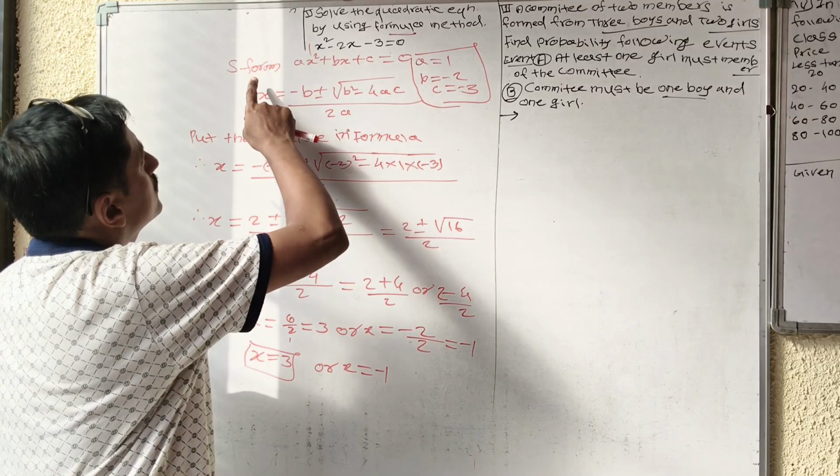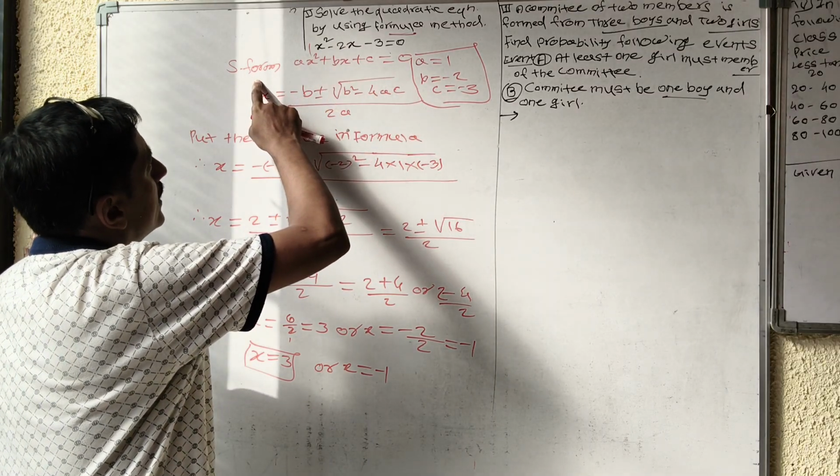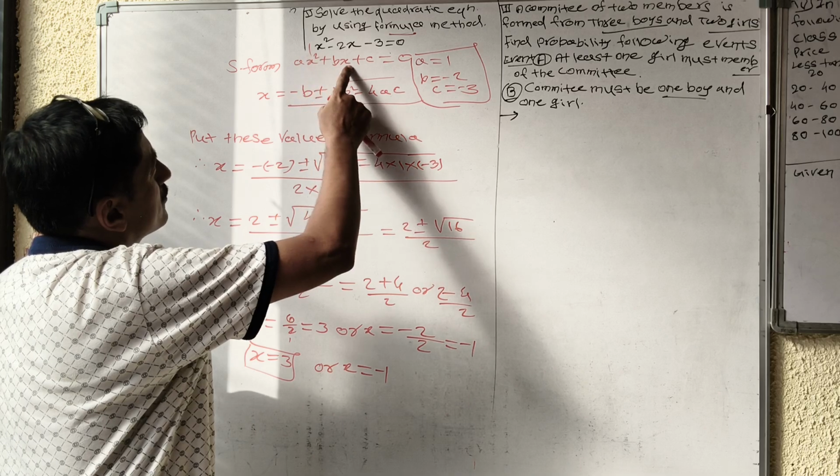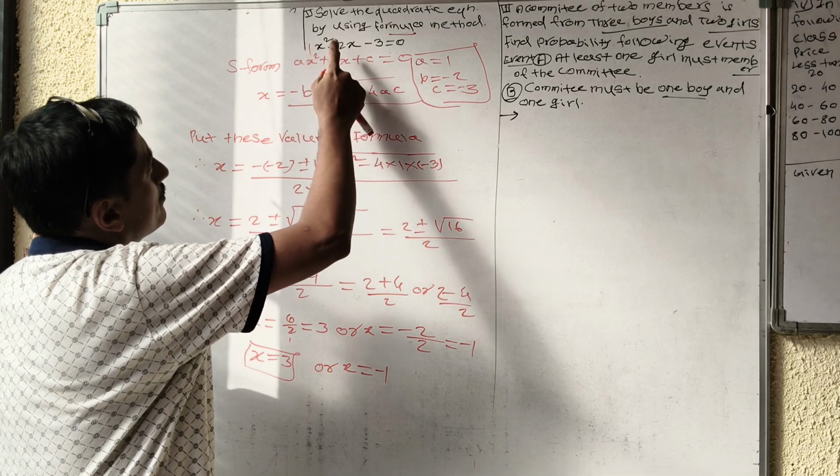We first compare the coefficients with the standard form. The standard form we take is ax square plus bx plus c is equal to 0. हा स्टँडर्ड फॉर्म घेऊन आपण हे कोएफिशियंट कंपेअर करू.